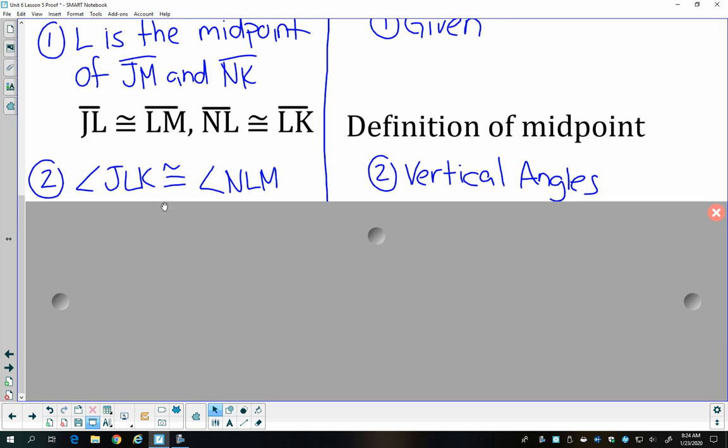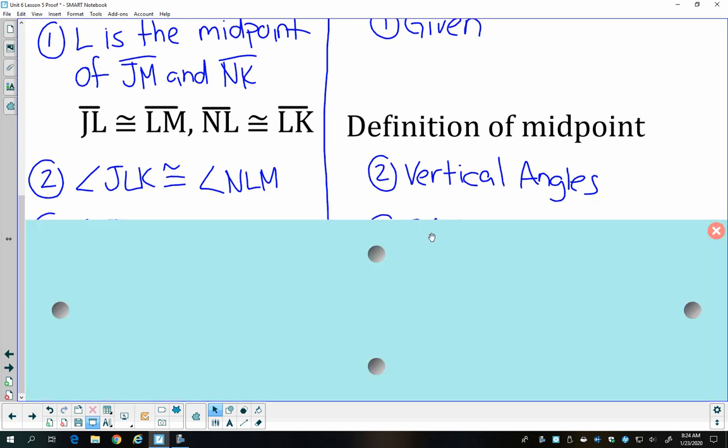Now I can say something about the vertical angles. And it would have been okay for me to say the vertical angles thing first, but I like to take my given information and then write about what that means for us right away. So I'm going to state that those two angles are vertical.